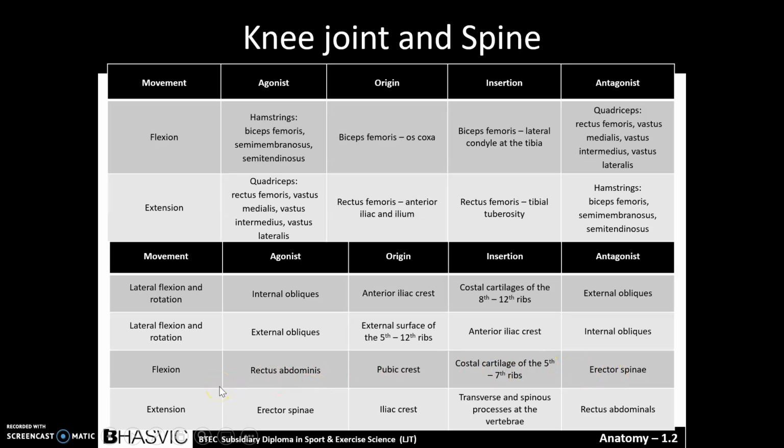Therefore, for extension to take place, the agonist would be the erector spinae, and the origin of the erector spinae is the iliac crest, and the insertion of the erector spinae is the transverse and spinous processes at the vertebrae, and the antagonist would be the rectus abdominis.